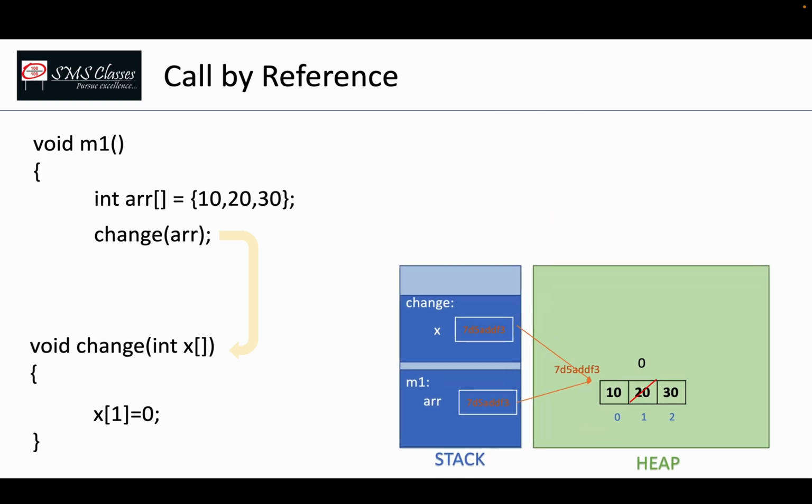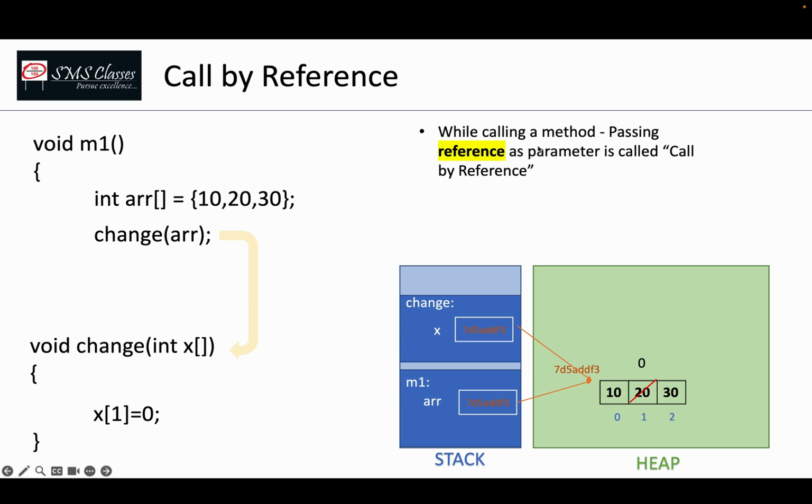So what is call by reference? While calling a method, passing a reference as parameter is called call by reference. Here ARR is not a value, ARR is a reference. That's why it is called call by reference.